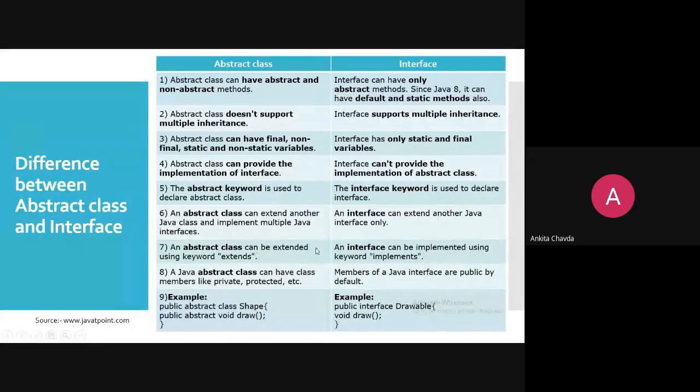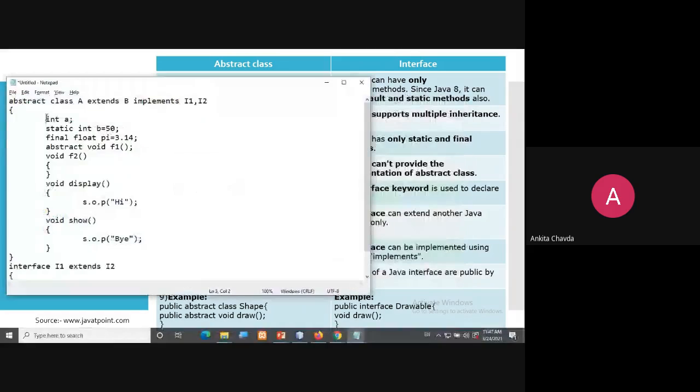An abstract class can be extended using the keyword extends, and an interface is implemented using the implements keyword. A Java abstract class can have class members like private, protected, etc. But here the members of a Java interface are public by default. You don't have to specify it, it is by default public, inside the interface only. In a class, if you are not writing anything, by default it is default.